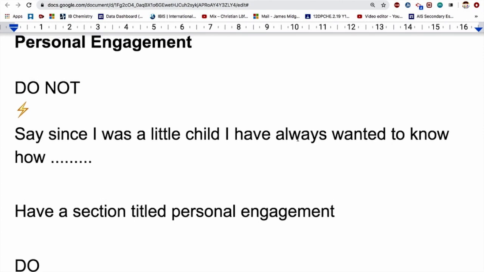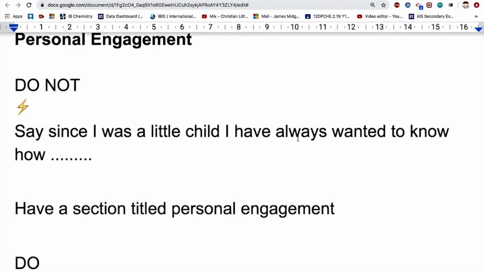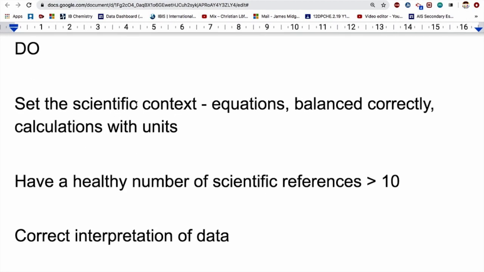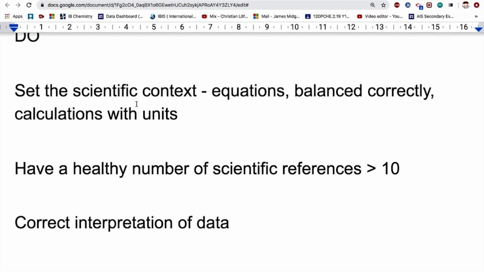Personal engagement, again, it's worth saying, I still see this from time to time: "Since I was a little child, I've always wanted to know how the bond strength relates to the bond energy and the bond length." No, you didn't. Don't have a section titled personal engagement because it normally contains this sort of nonsense, and you don't get any marks for that. But please do set the scientific context. Make sure your equations are correct and balanced, your calculations have units, and any uncertainties are propagated correctly.